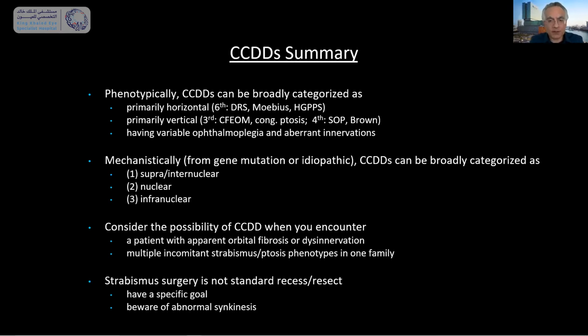Now, I didn't talk about surgery, but we can talk about that now in the last few minutes. Strabismus surgery is not standard recess-resect for these patients. You have to have a specific goal, and you have to be very careful because you're dealing with muscles that are subinnervated, and you have this problem of abnormal synkinesis where you can get very strange, unexpected results when you think you're just doing the right thing. So I think we have some time, so I'll go through some cases.